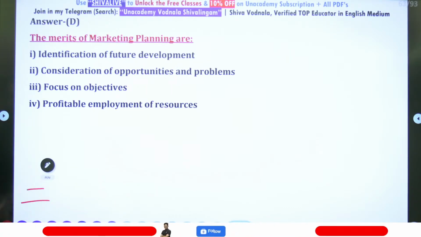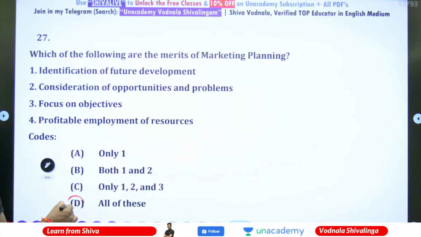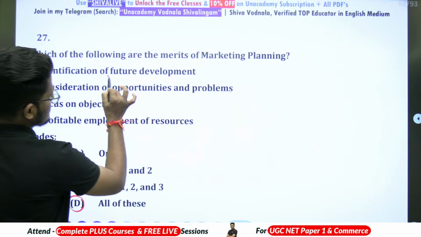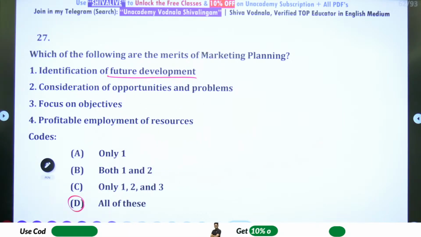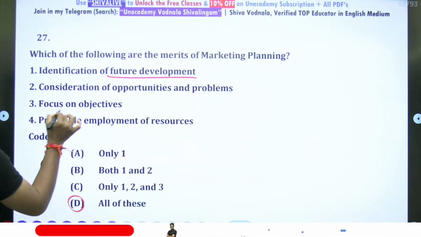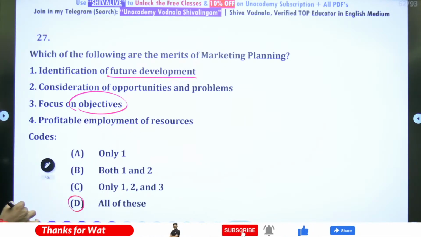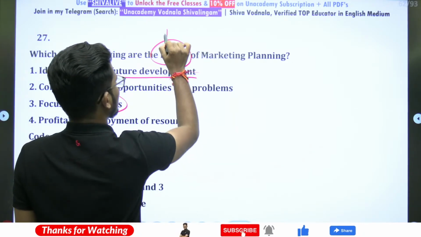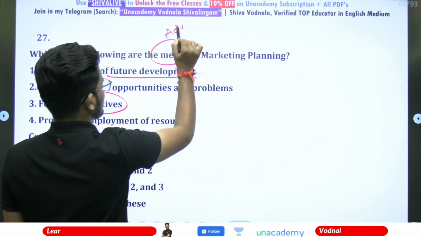So option number D is the correct answer. All of the above is the correct answer. Which of the following are the merits of marketing planning? Merits of the marketing planning, which is identification of future development and consideration of opportunities and problems, focus on objectives, profitable employment of the resources. They are asking about advantages. Merits of the marketing planning are advantages of the marketing planning.